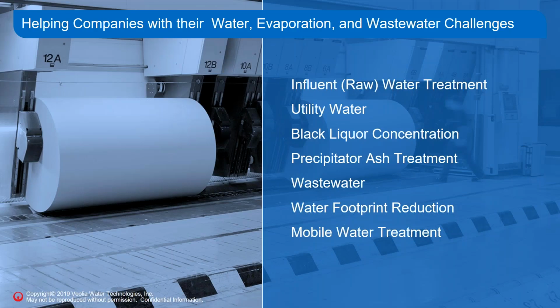Specifically for the pulp and paper industry, we have a very wide range of capabilities within water, evaporation, and wastewater. We handle everything from influent water treatment to utility water, as well as some specialty technology applications such as black liquor concentration and precipitator ash treatment. Of course, we're here to talk about wastewater, but also some overall topics such as water footprint reduction, and some specialty emergency mobile water treatment capabilities as well.